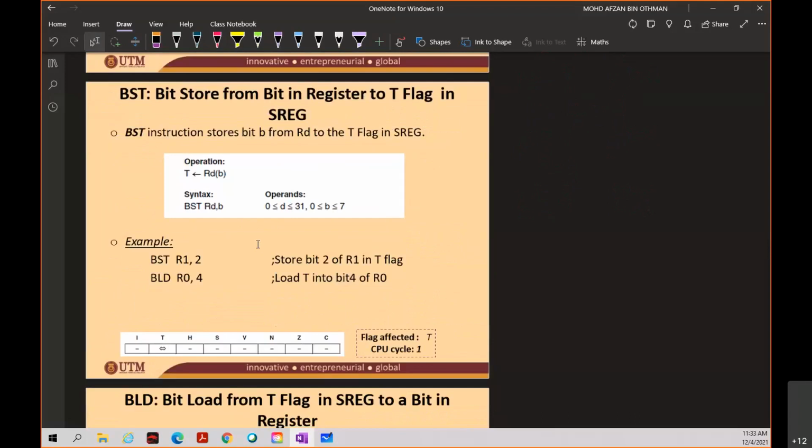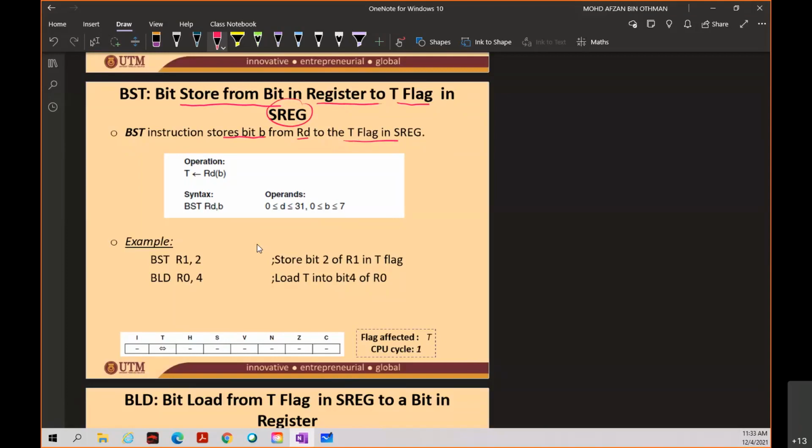Okay, if no question, then next we go to the next instruction. The next instruction is BST. This BST stands for bit store from bit in register to T flag in status register. So what does this BST do? This BST stores bit B from your destination register to the T flag inside of your status register.